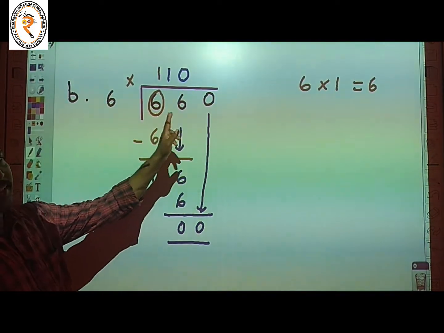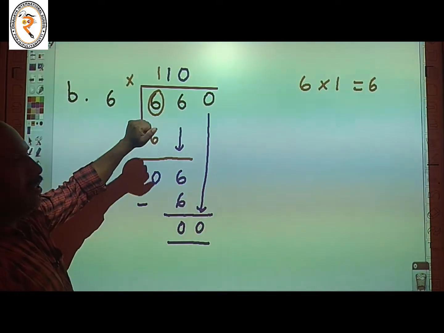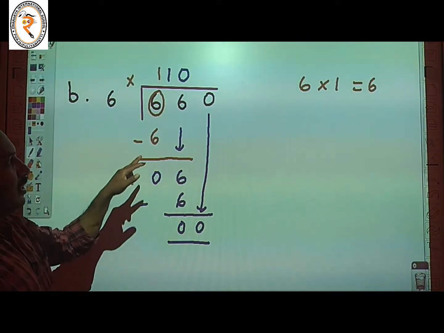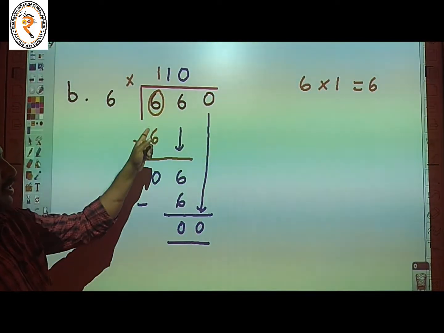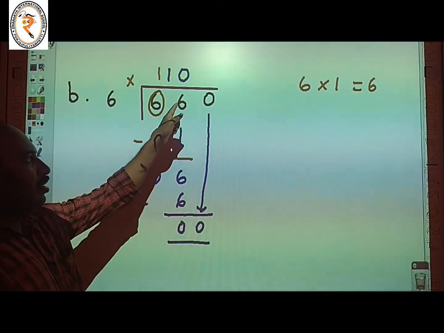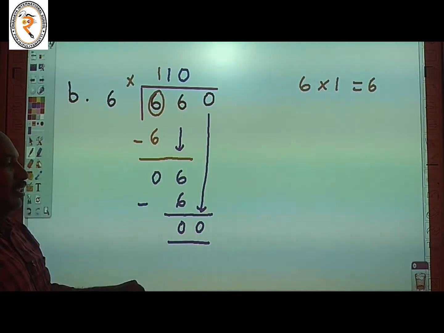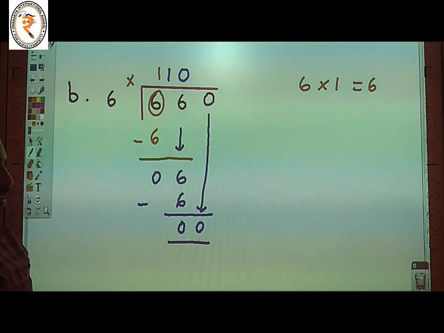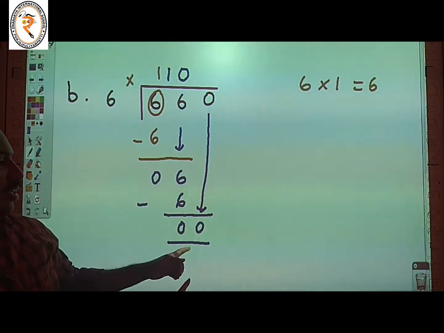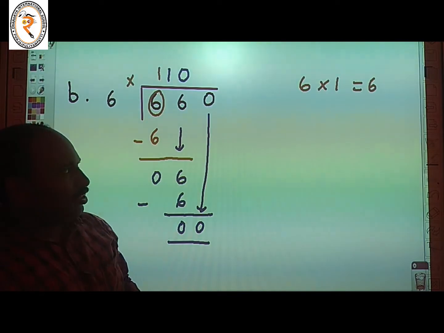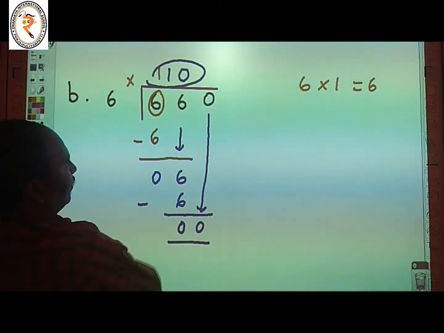Listen here, 660. First we take the hundreds place. 6 divided by 6 is equal to 1. 6 into 1 is equal to 6. 6 minus 6 is equal to 0. Bring down the number 6. 1 times 6 is equal to 6. 6 minus 6 is equal to 0. Again, 0 remains, so we add a 0 to the quotient part and the remainder will be 0. So our answer is 110.